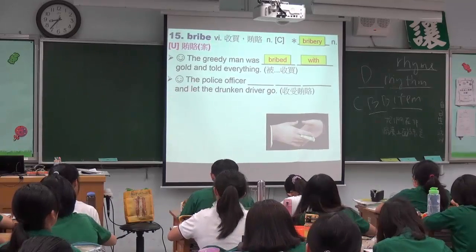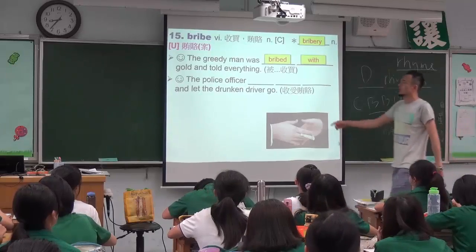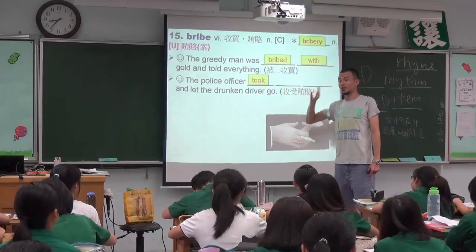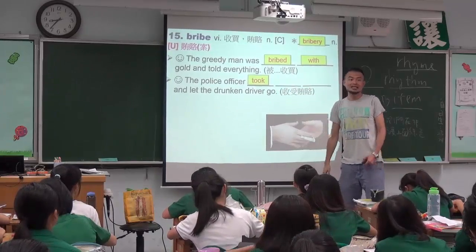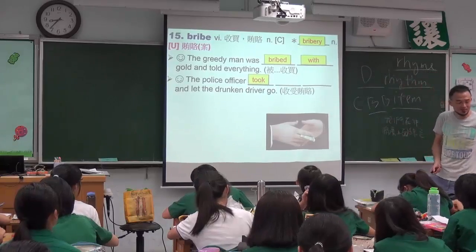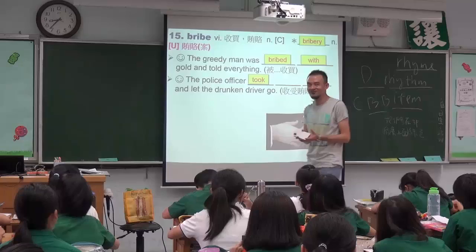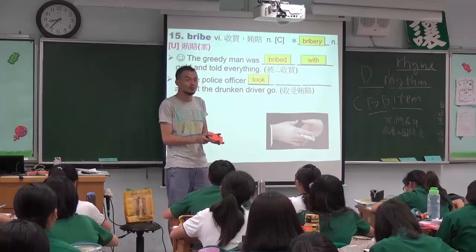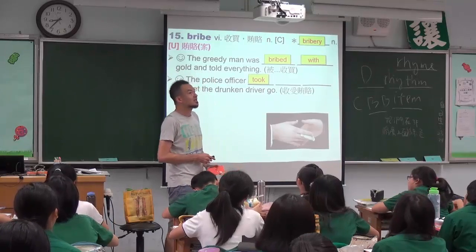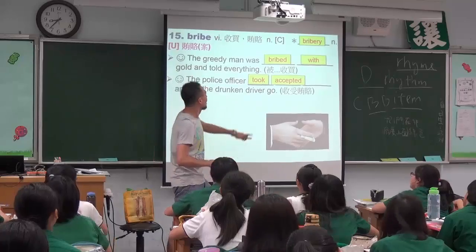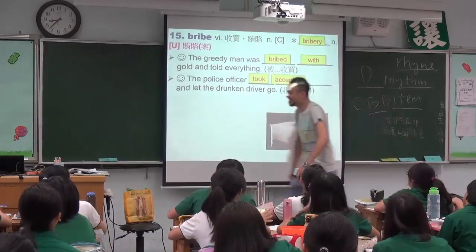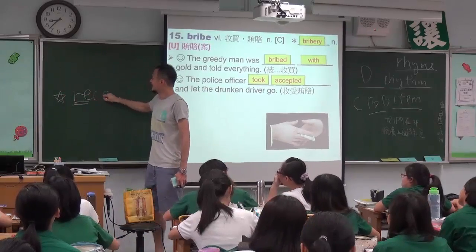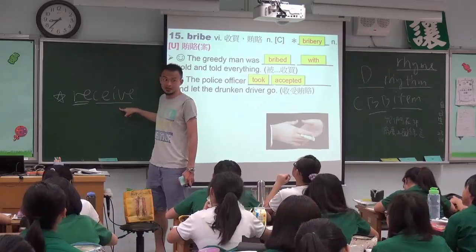And here the second example, the police officer. If you mean somebody took money, took some benefits from another person, took. What about another word beginning with the R? Received. But my question is, how do you spell the word receive? R-E-C-I-E or R-E-C-E-I? R-E-C-E-I-V-E, receive. R-E-C-E-I, receive.